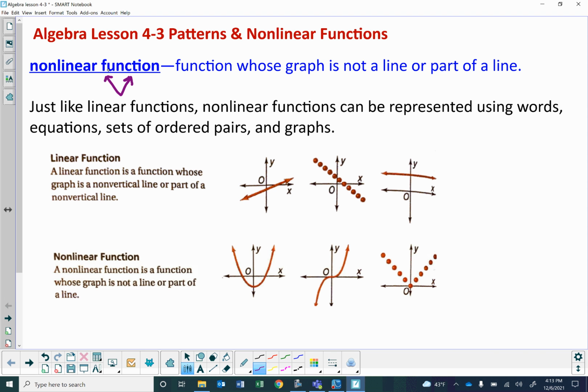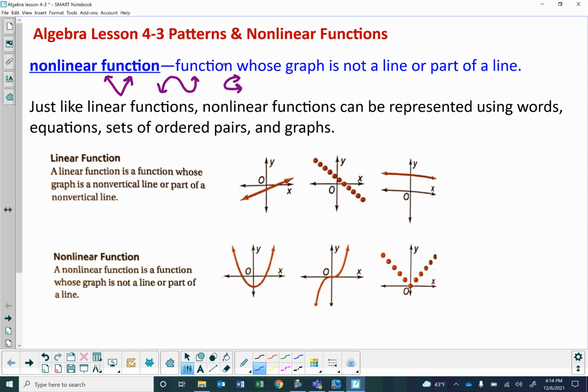You can have a graph that looks like a function that looks like this. You can have a graph that looks like this. It's just a non-linear graph, not a straight line. Okay? So just like linear functions, nonlinear functions can be represented using words, equations, sets of ordered pairs, and of course a graph.